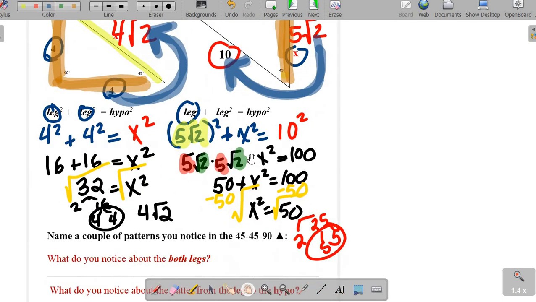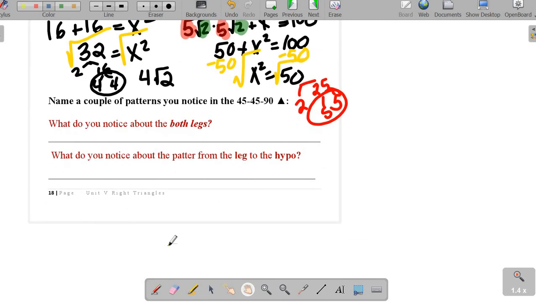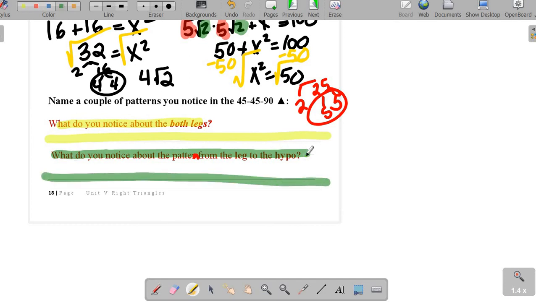So what I'd like you to do is answer these two questions in your own words. What do you notice about both legs in both triangles? What do you notice about the pattern from a leg to a hypo? Pause the video and write a sentence.